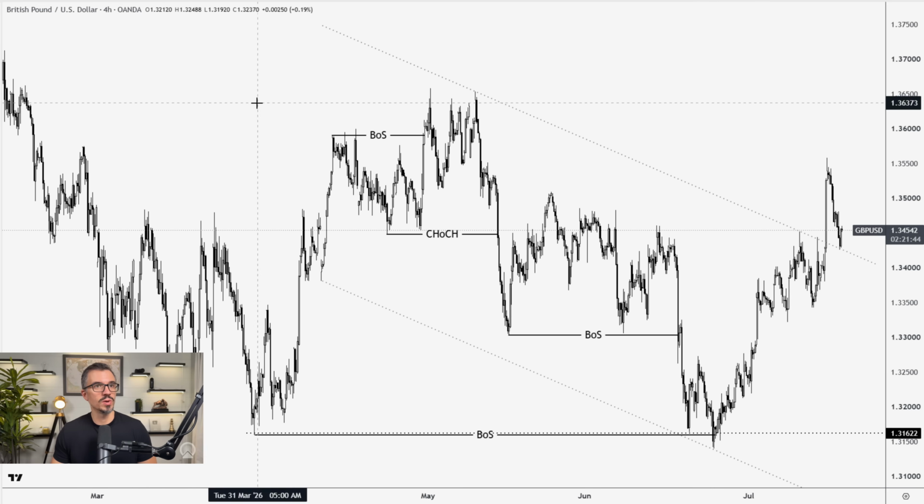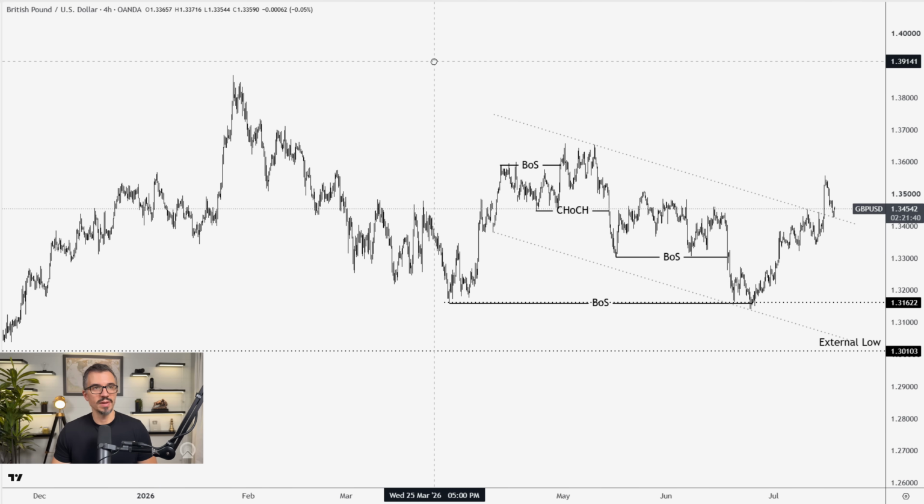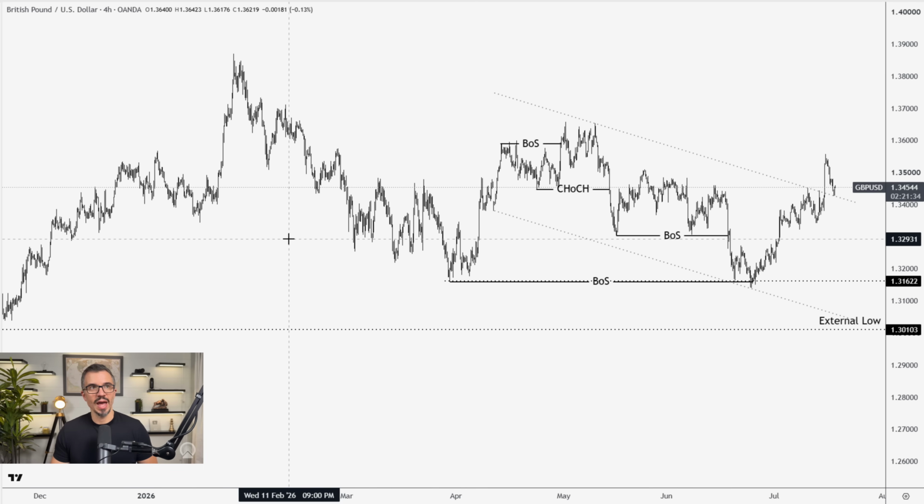So on to the pound here, GBPUSD. Now, this is one that is a little bit more interesting. And just bear with me here for a second, because what this comes down to is that you have trends within trends. You have external price action and internal, and it's all relative.